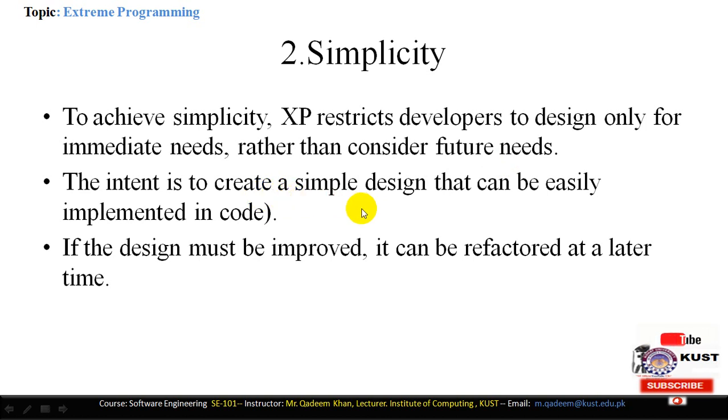So intend to create a simple design that can be easily implemented in code. So here we in fact provide a very much simple designing which can be easily converted into code. So the simplicity here means simplicity into our task, and we should not use much technical words here, and should also not use all those words which requires the dictionary meaning. So if the design must be improved, it can be refactored at a later time. So we must focus on each and every activity, and the simplicity or abstractness should be followed so that it can be used later in another terms as well.